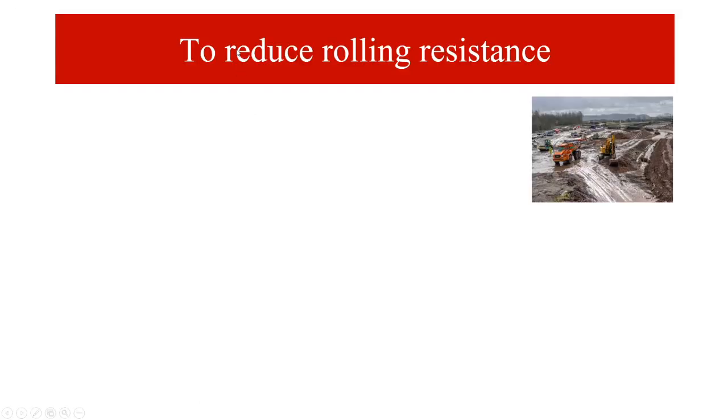So obviously we want to reduce the rolling resistance, because the lower the rolling resistance, your machines can move faster, there will be more productivity, and you can get the job done more quickly, okay? So we are interested to reduce the rolling resistance, but how to do it?